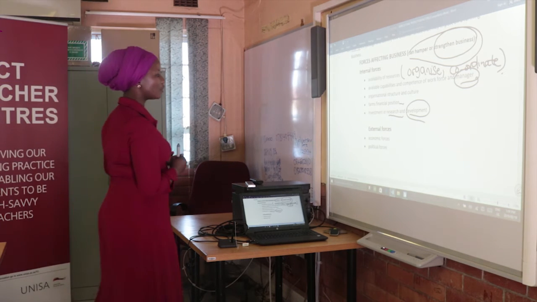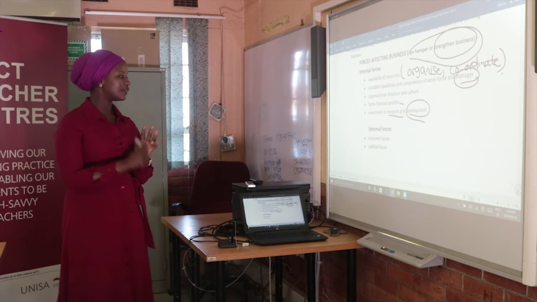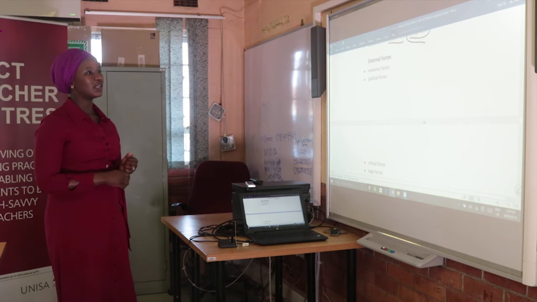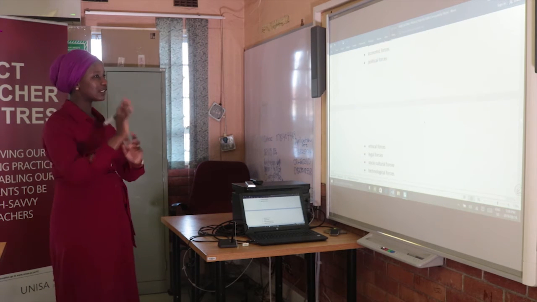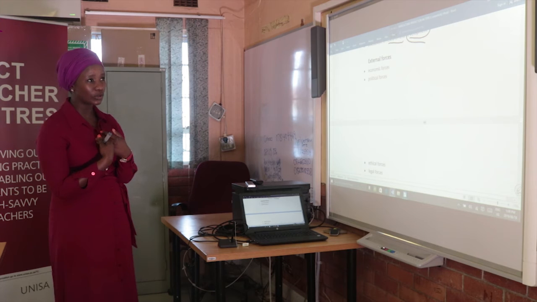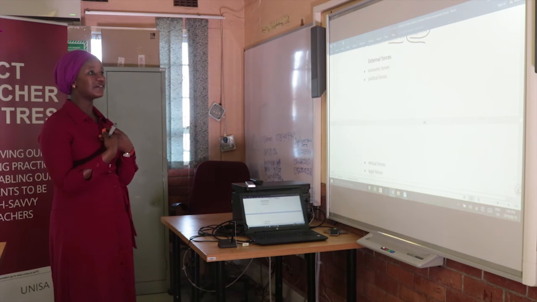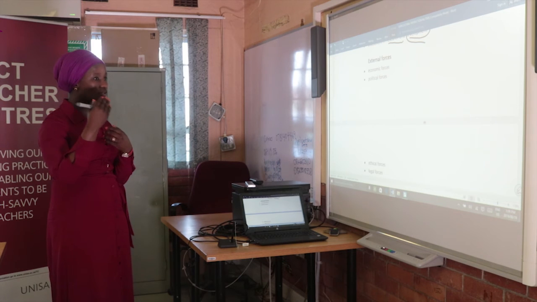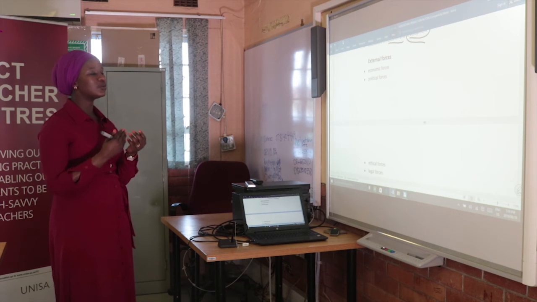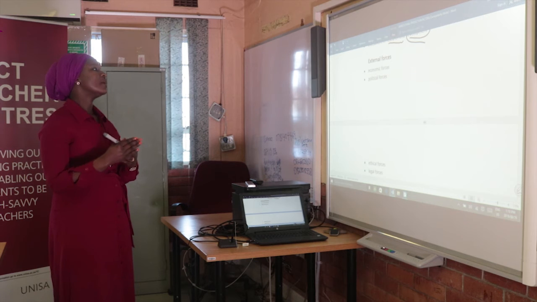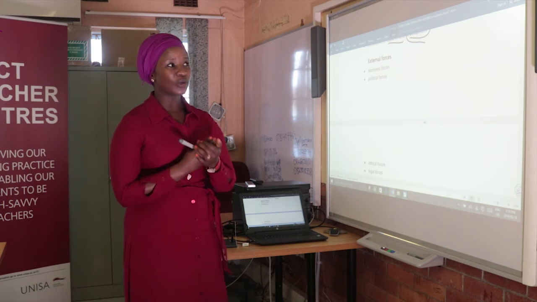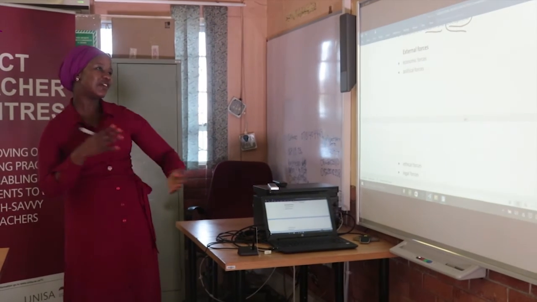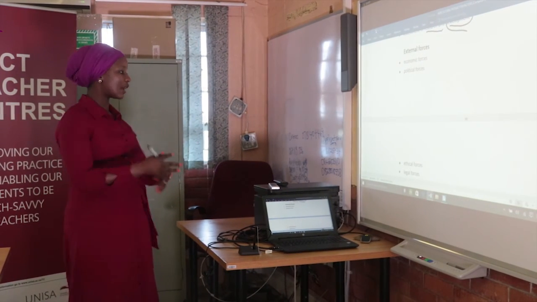And then we've got external forces. The first force is economic force. We usually see it on TV, that fluctuation. We do not have control over it as business owners, but it does affect a business. If the rand is doing well, then the business is going to be strengthened. If the rand is not doing well, then the business is going to be hampered. Political forces. The business has got nothing to do with politics. But once there is political instability, then eventually the business is going to suffer.